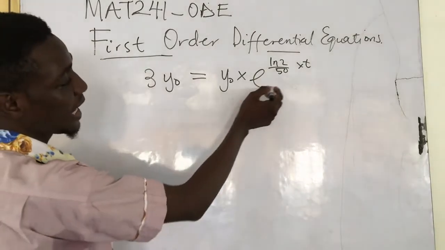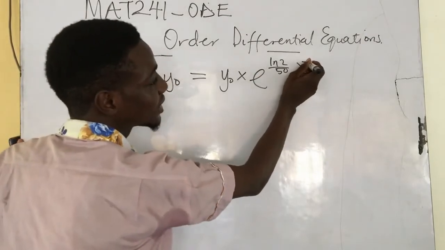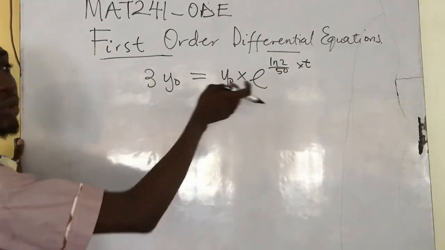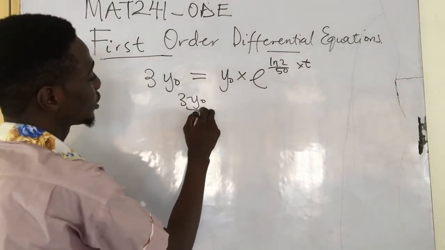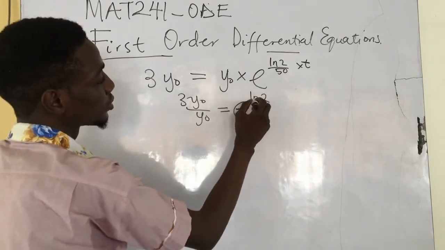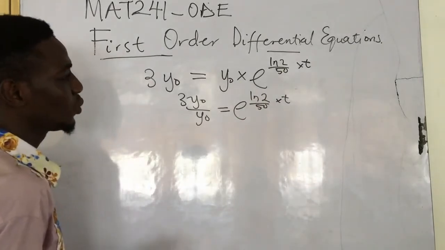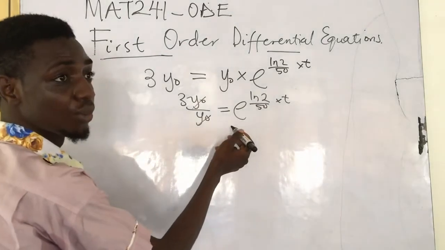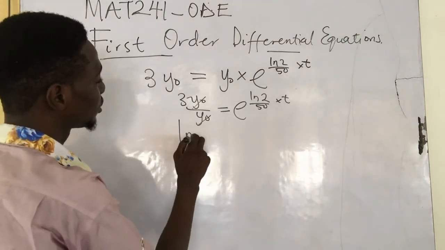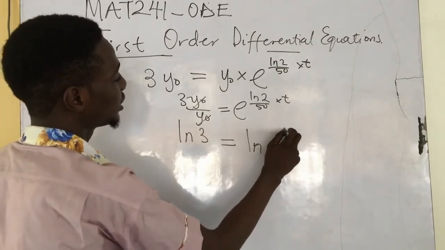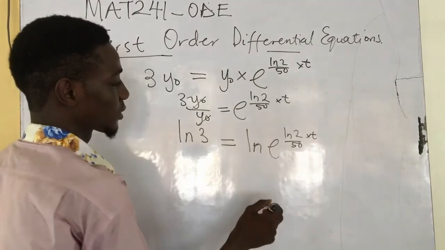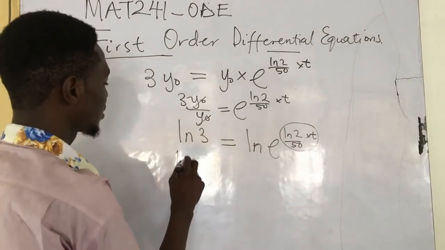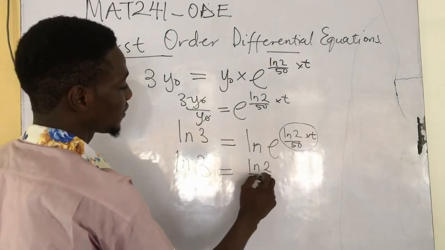Now what do we have here next? We need to find our t. This is the time that it takes for the population to triple. How do we find it? First of all, we don't want y naught on this side, so we divide both sides by y naught. So we have 3 y naught over y naught being equal to e raised to power ln 2 over 50 times t. Next, we don't want this whole e issue, so we take natural logarithms of both sides. So we have ln 3 equals ln e raised to power ln 2 over 50 times t. I told you that ln cancels e, so the whole exponent comes down. So we have ln 3 being equal to ln 2 over 50 times t.